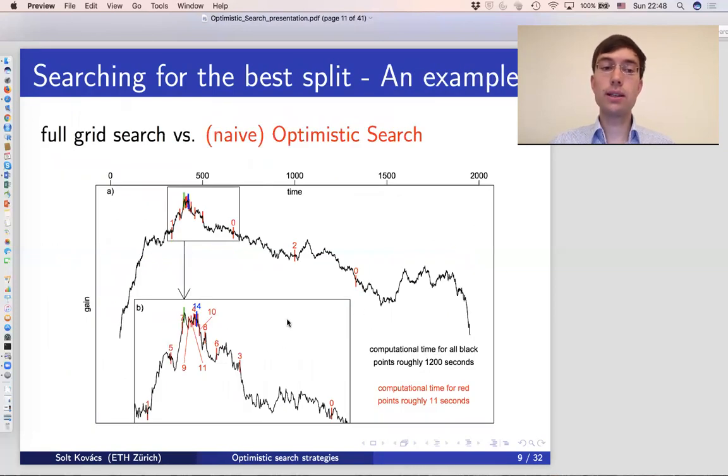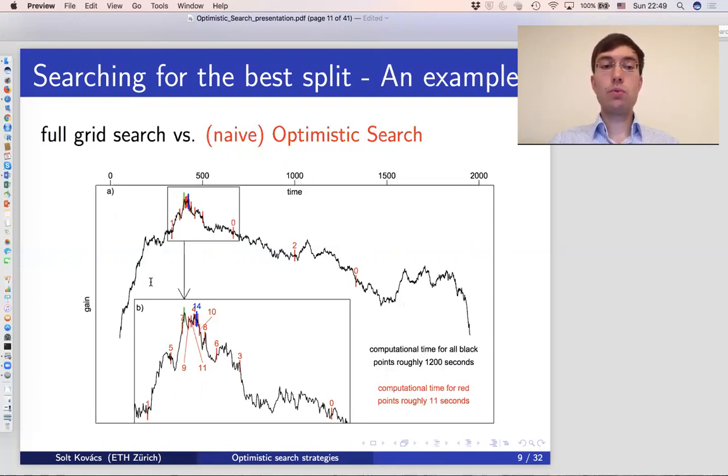Okay, so let's look at an example. What we aim to do is to find the maximum of this black curve. This is what we call a gain curve. If you evaluate this gain curve at all of the 2000 split points in this example, you need roughly 1200 seconds. As opposed to this, we only need 2 initial starting points and a further 14 adaptively chosen split points for the naive optimistic search. And thus we need only roughly 11 seconds, so we have a speed up of a factor of 100.